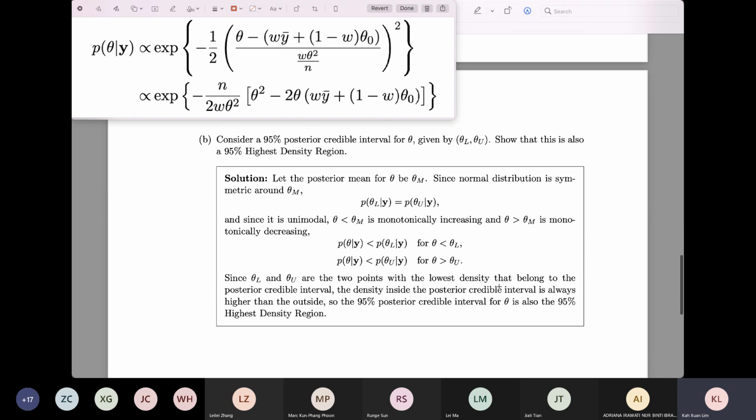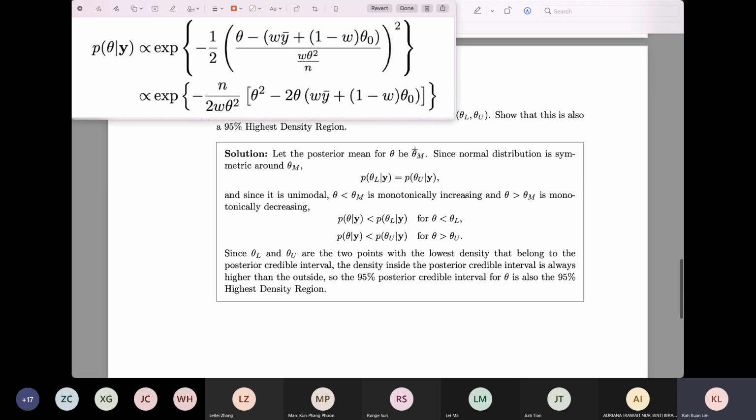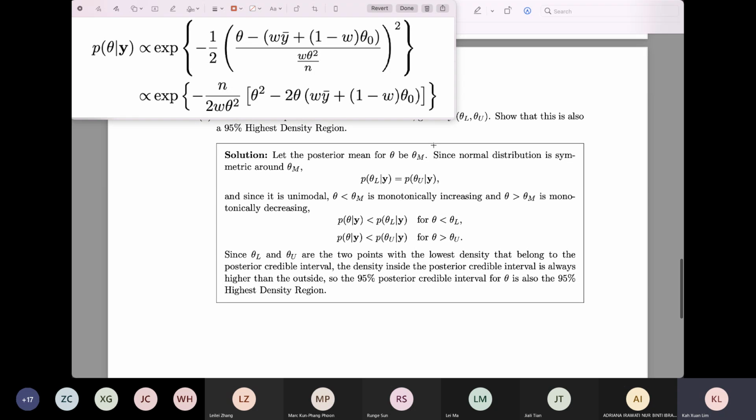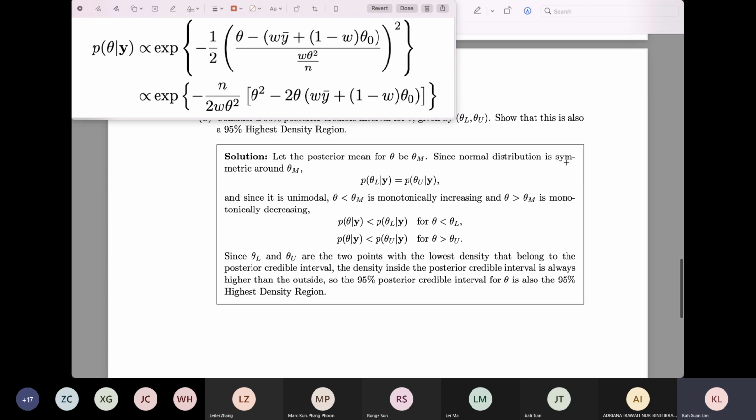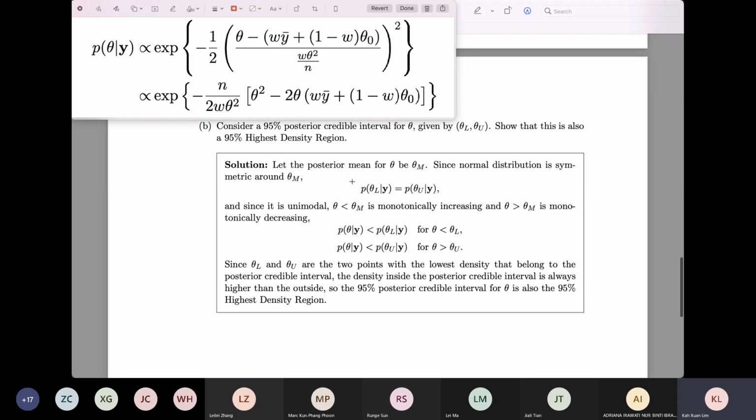For 2B, we want to show that the 95% posterior credible interval for theta is actually equivalent to the 95% highest density region. We can make use of two properties of the normal distribution. First is the symmetry property. The normal distribution is symmetric around the mean. So we know that the lower bound and the upper bound have the same density height.